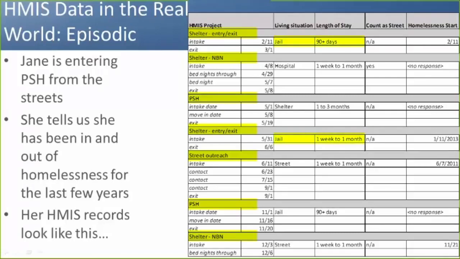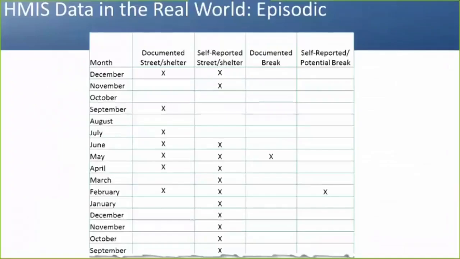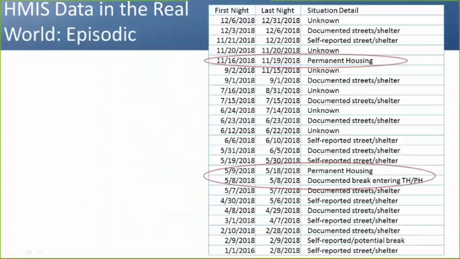Categorizing each of these records according to the programming specifications, the resulting summary table shows the following. We see that December, September, July, June, and April all have at least one encounter that counts as time spent living on the streets or in an emergency shelter. We can also see that Jane had one documented break in May. Let's look at the details to understand further.